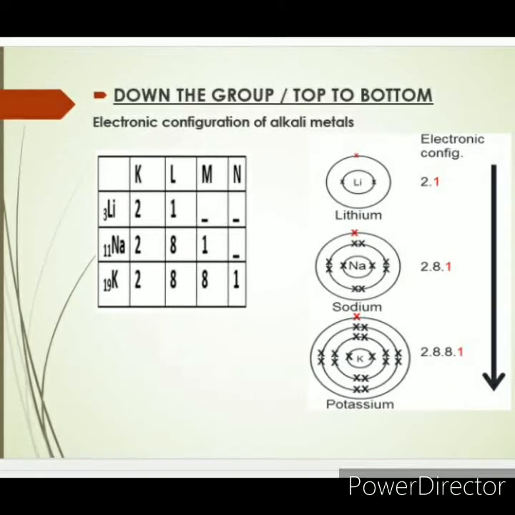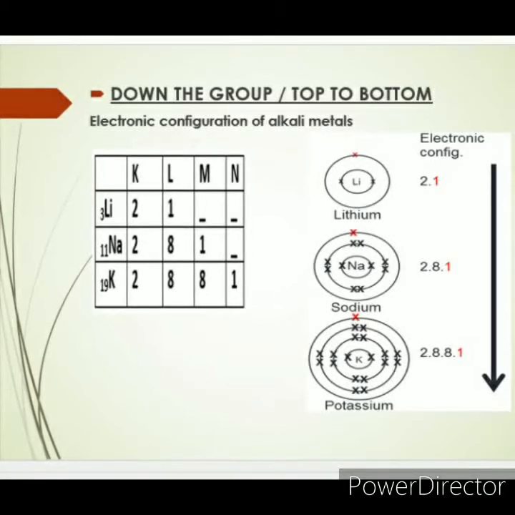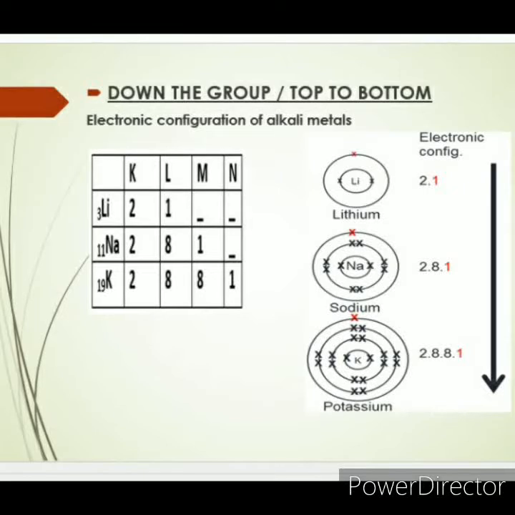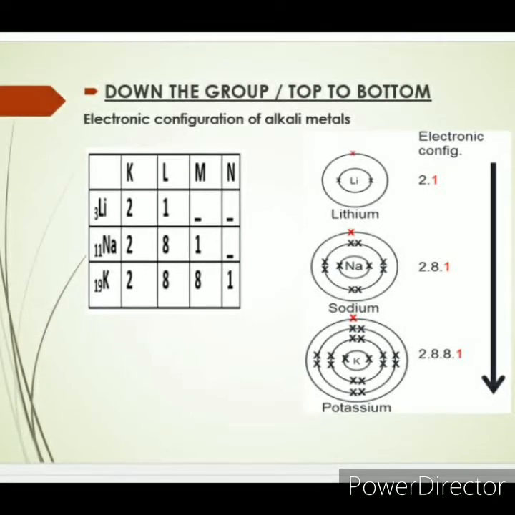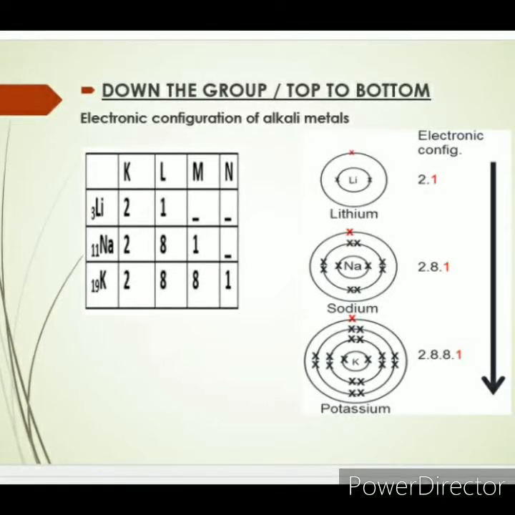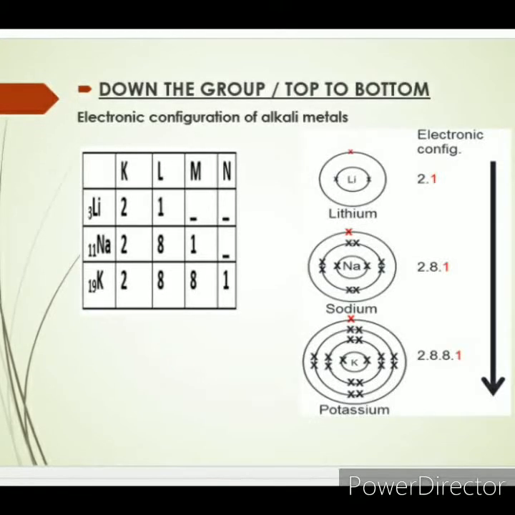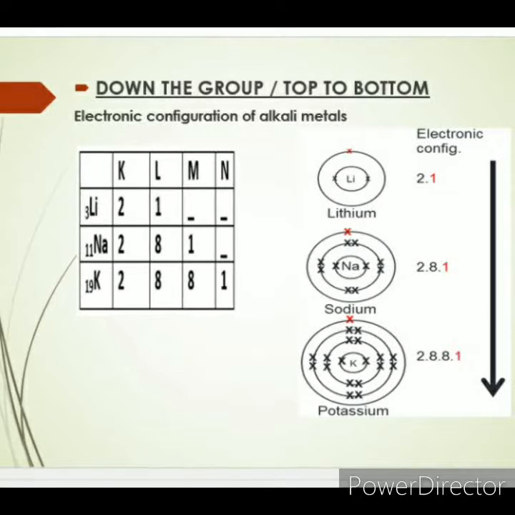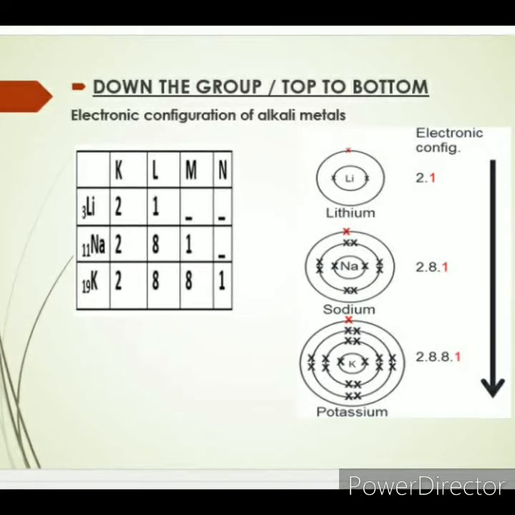Here we have given the electronic configuration of lithium, sodium, and potassium. What is the electronic configuration of lithium? 2 1. It has two shells. In sodium we have three shells, that is 2 8 1, and in potassium we have four shells, that is 2 8 8 1. Here we are given the Bohr model of these elements: Bohr model of lithium, sodium, and potassium.